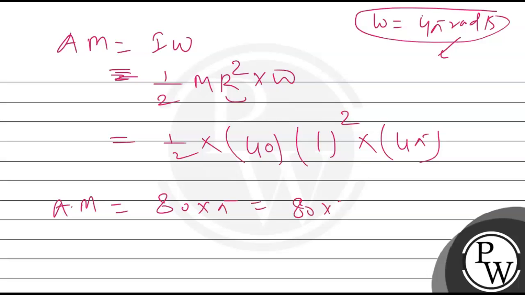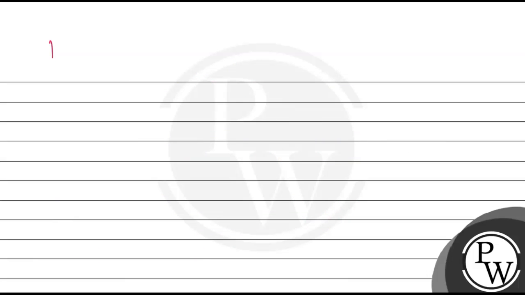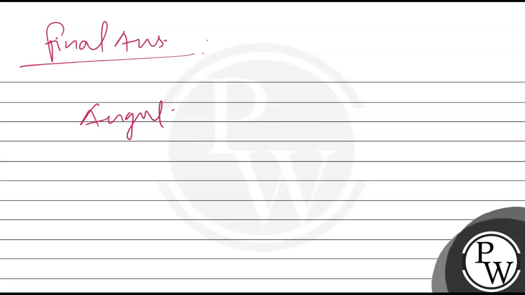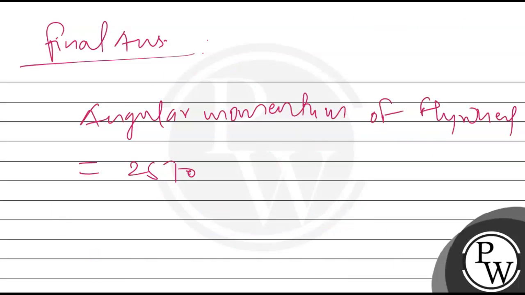It can be written as 80 into 3.14. From here we can write the angular momentum as 251.2 kg meter square per second. So our final answer, that is the angular momentum of the flywheel, is equal to 251.2 kg meter square per second.